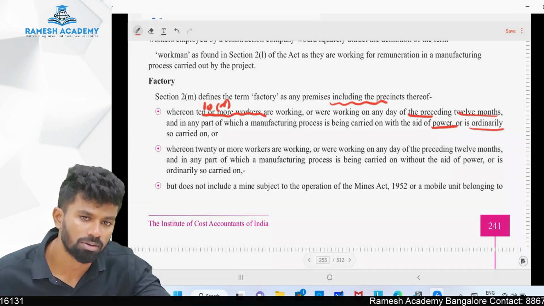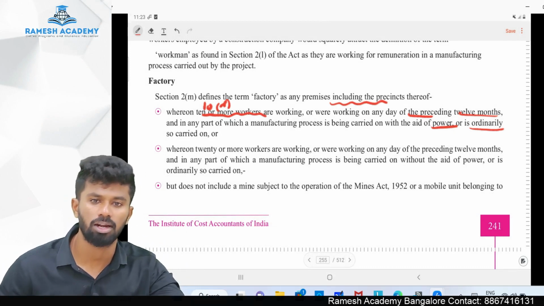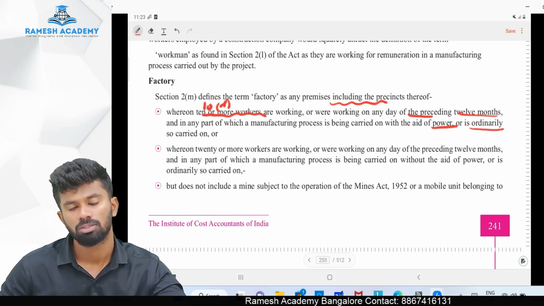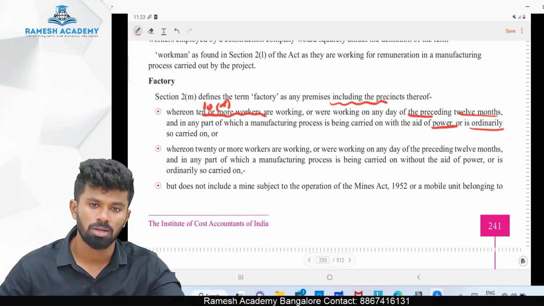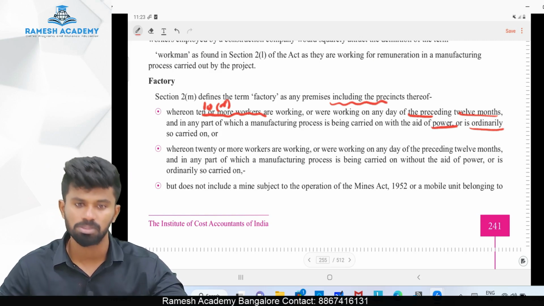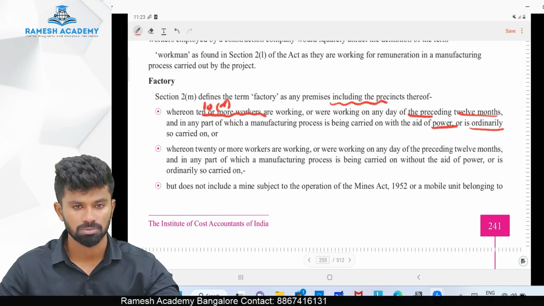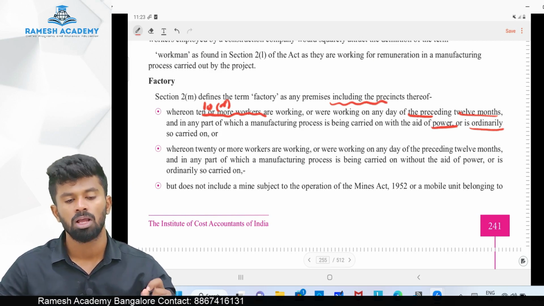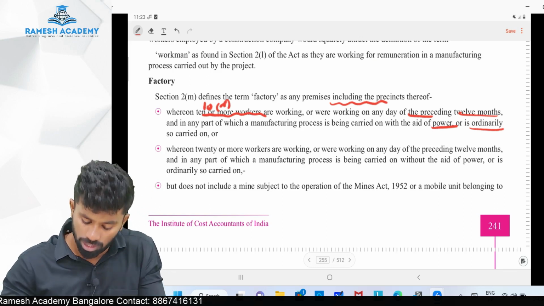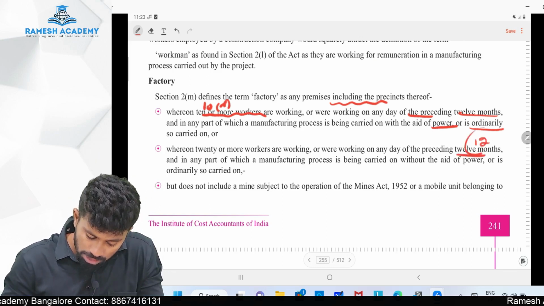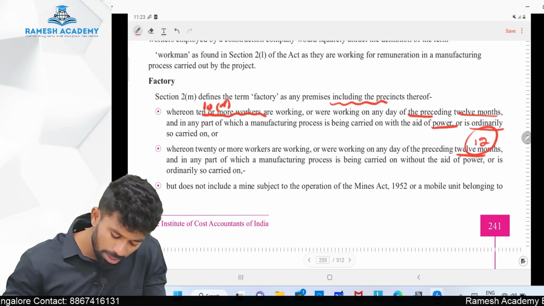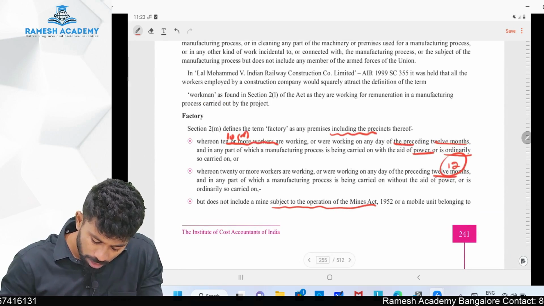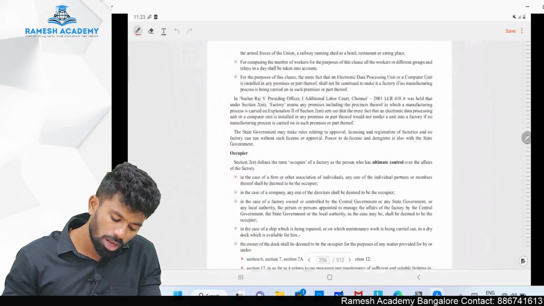So the first one is with the aid of power, meaning you are using electricity and carrying out the manufacturing activities. If you are not using electricity and carrying out the business activities, in that scenario you will be considered a factory if there are 20 or more workers working on any day in the preceding how many months? Preceding 12 months. Okay, but it does not include mines subject to the Mines Act 1952 or a mobile unit which belongs to the army.